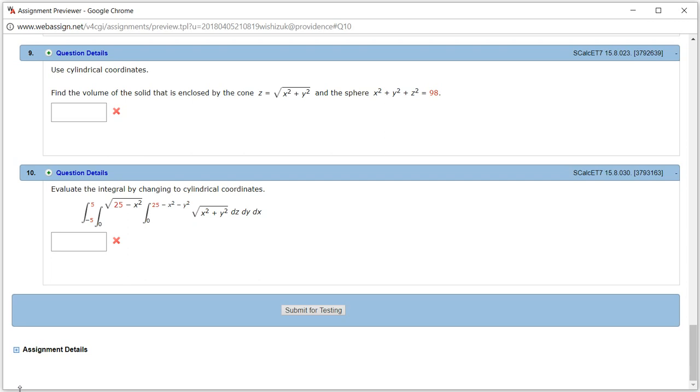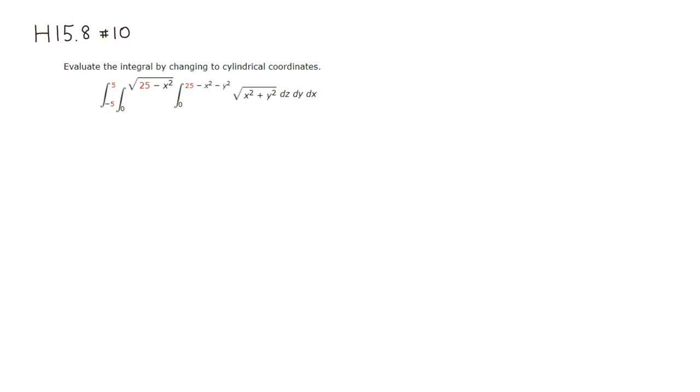All right, let's look at homework 15.8, problem number 10. Let's rewrite this triple integral in cylindrical coordinates and evaluate it. So let's do that. First we're going to sketch the region or solid.